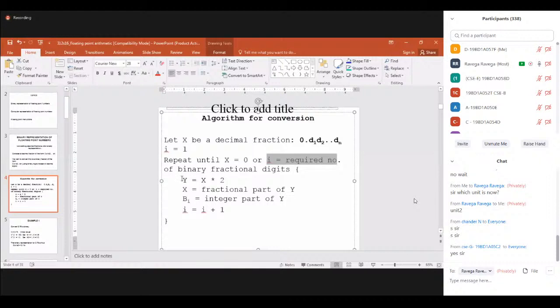Okay, y is equal to x into 2, and x is nothing but the fractional part of y, right? x equals the fractional part of y, and b of i is nothing but the integer part of y. Every time you are using your loop, you have to increment your value. So you are saying i equals i plus 1, right?